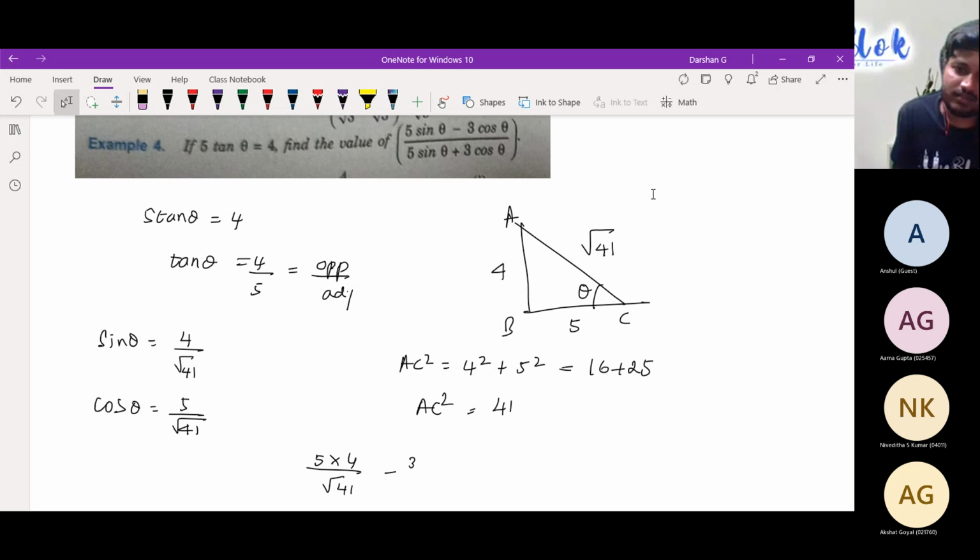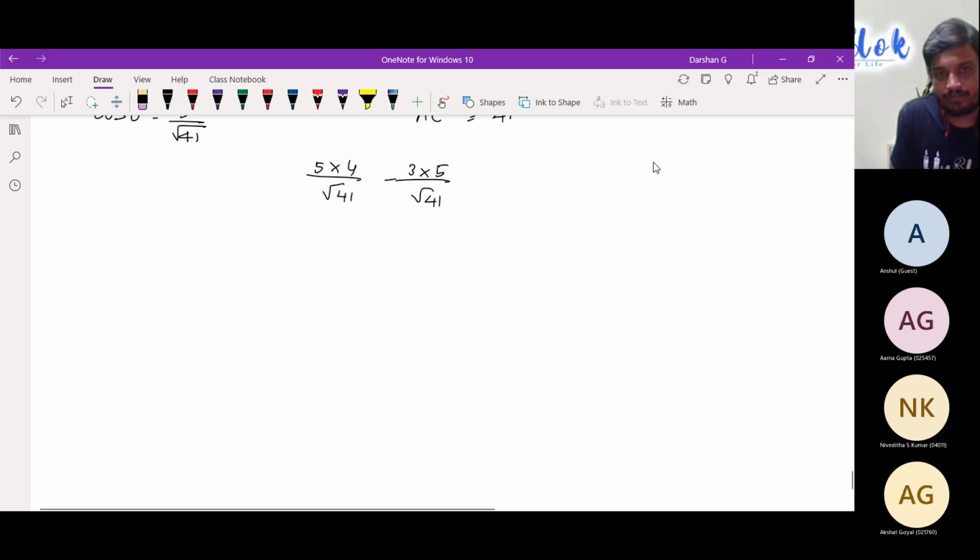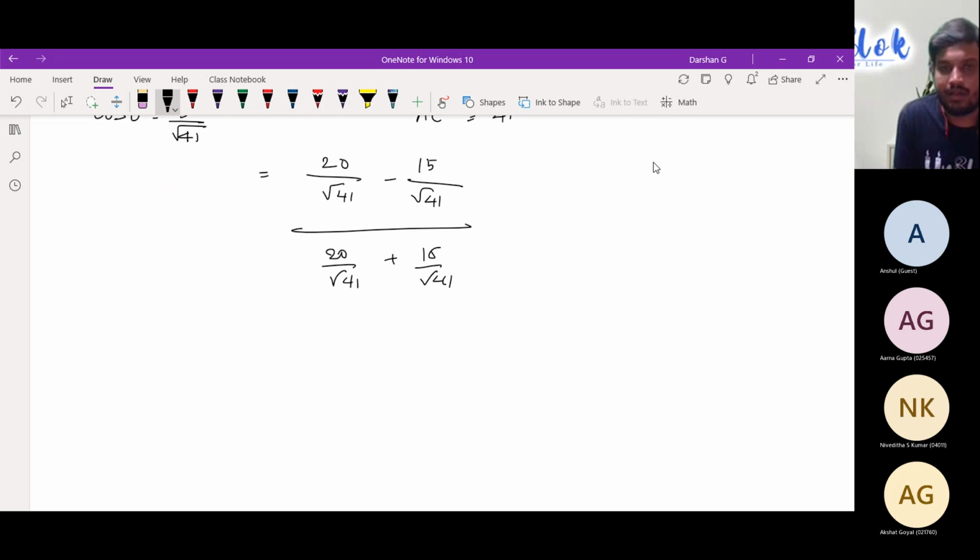Yeah, anybody with the answer? So it's 20 minus 15. Okay, so root 41 will get cancelled. So it is 20 minus 15 divided by 20 plus 15, which is 5 divided by 35. Anybody who has any different answer?